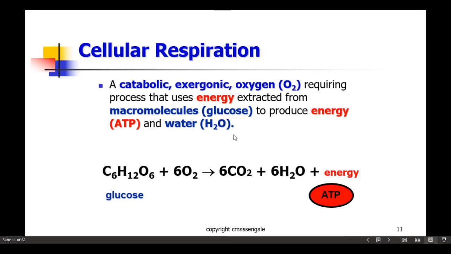This is the overall chemical equation of cellular respiration. A macromolecule, for example, glucose, with the aid of oxygen, is broken down into smaller molecules such as carbon dioxide and water, in which this process releases energy in the form of ATP. Hence, this is called again an exergonic reaction.